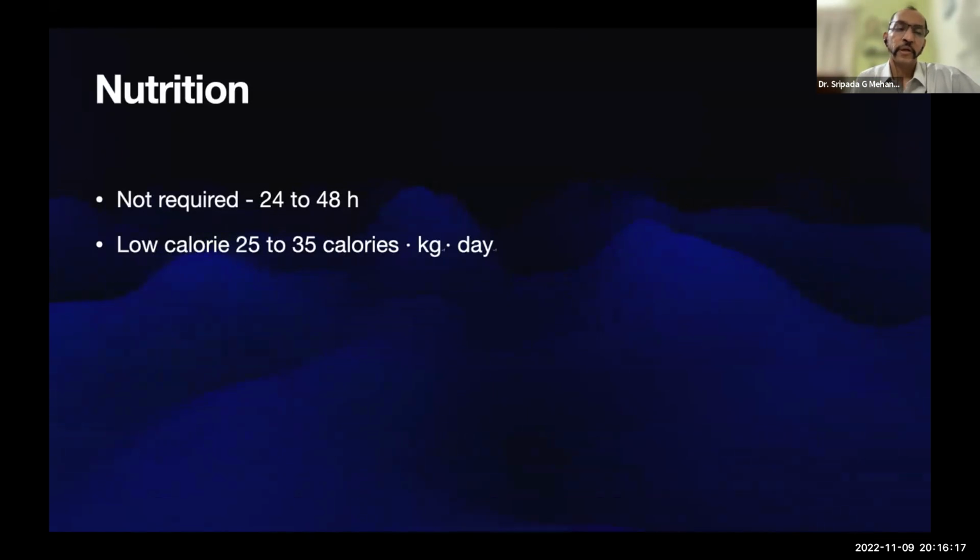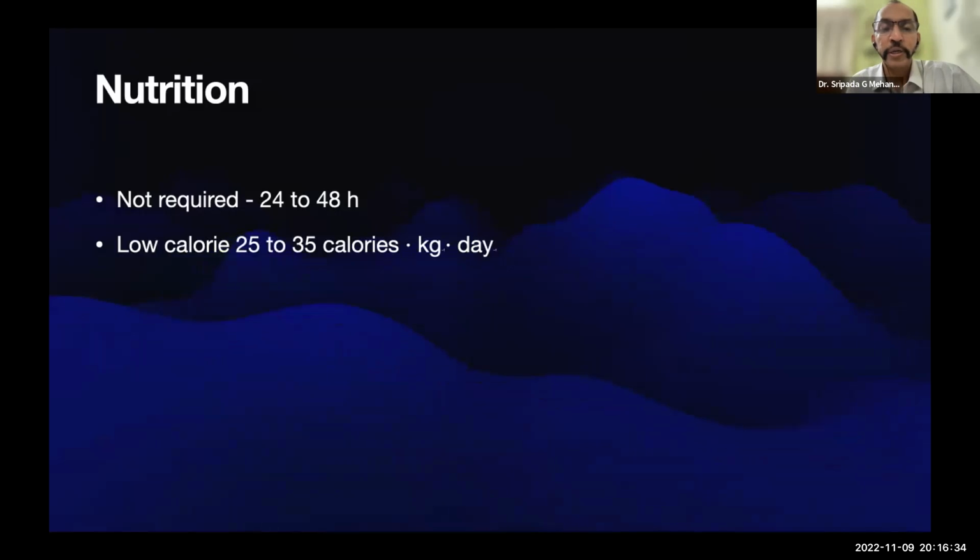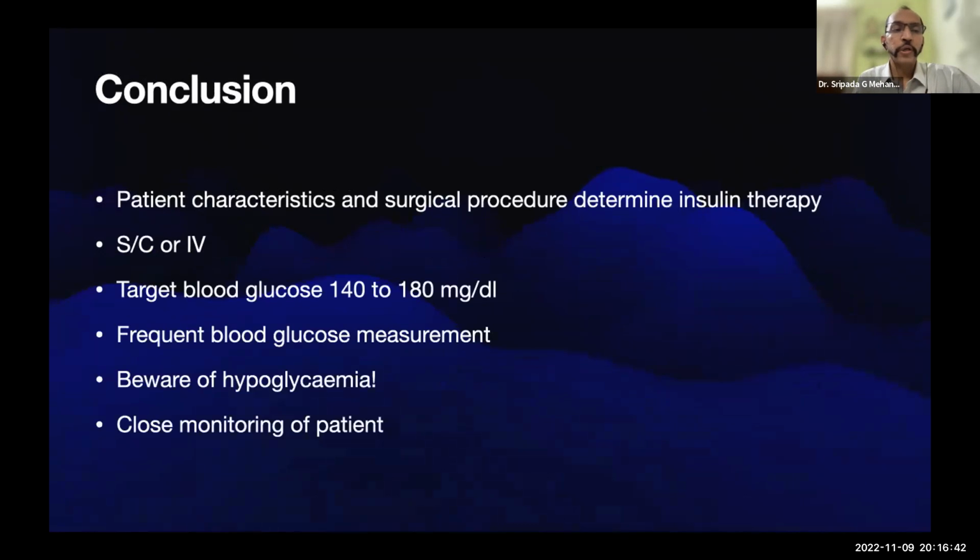ICU has another aspect in this. However, it is simple to remember that for 24 to 48 hours of fasting, there's no need for nutrition in the form of dextrose. But if it is a longer or major surgery where we expect to keep the patient fasting, a low calorie diet of 25 to 30 calories per kg per day is sufficient to maintain euglycemia and at the same time prevent hypoglycemia.